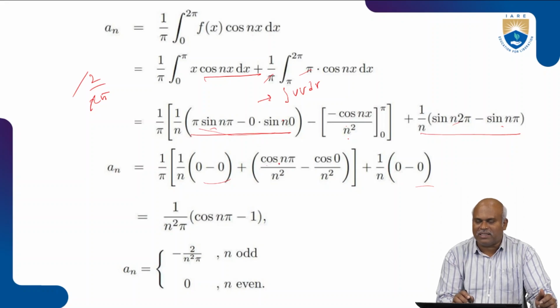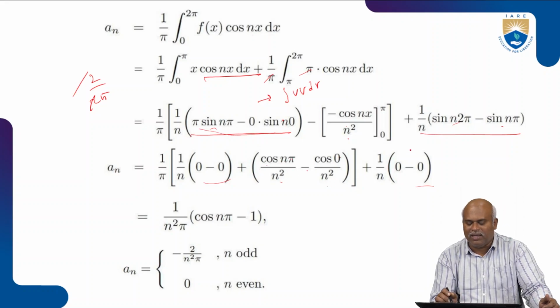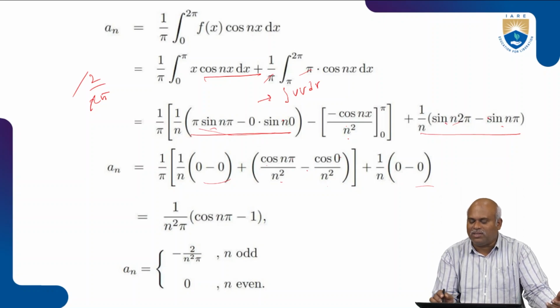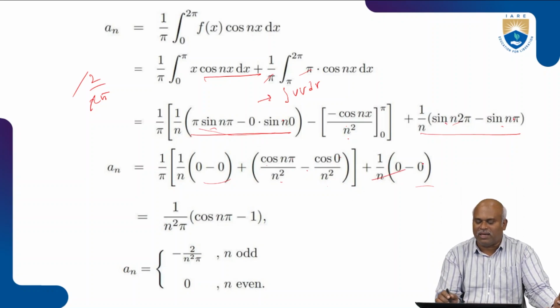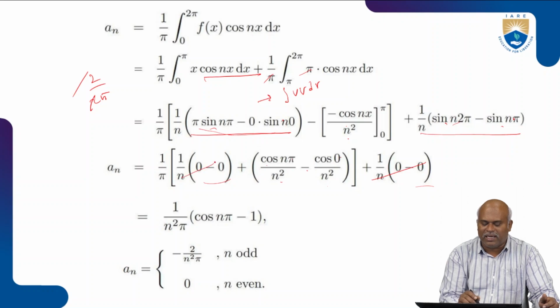Then this term is represented as cos n pi by n square minus cos 0 divided by n square, plus 1 by n times 0. This is 0, this is also 0. These two are going to cancel. So now these are going to cancel.